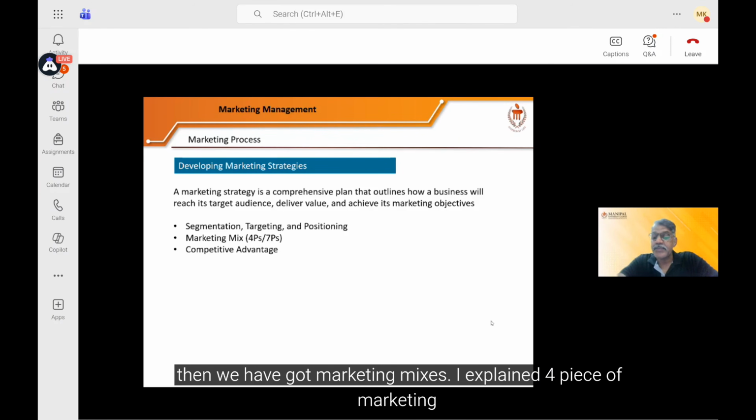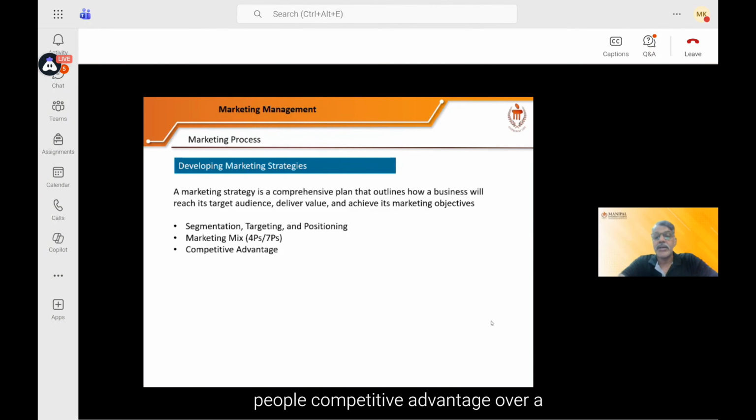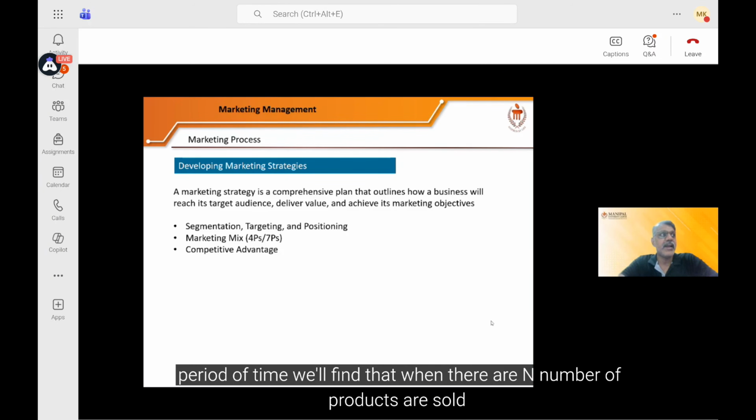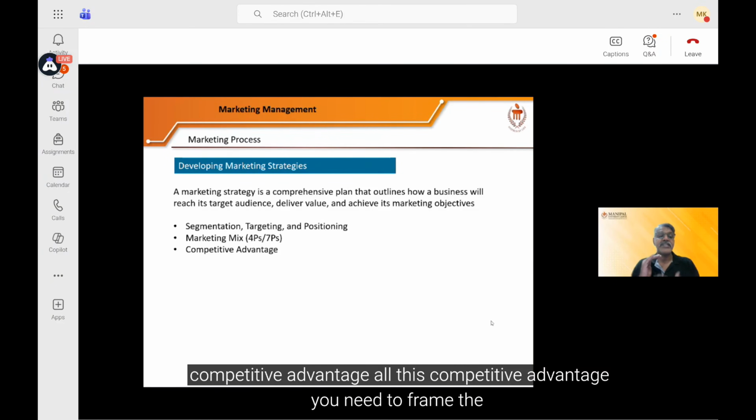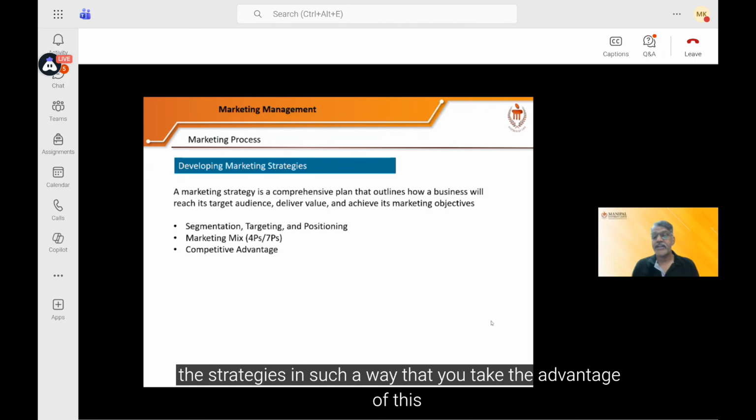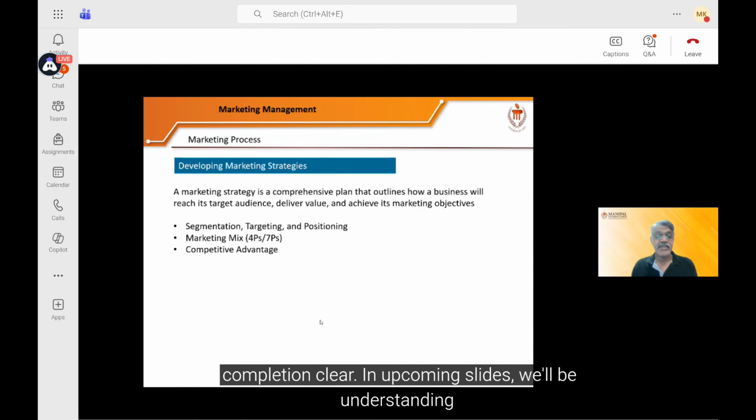Then we have got marketing mixes. I explained the 7 Ps of marketing: product, price, place, promotion, processes, physical evidences, and people. Competitive advantage. Over a period of time, when n number of products are sold in the market, we reach a stage where the products come under competition. Surf, Excel, competitive advantage. Coca-Cola, Pepsi, competitive advantage. Maggi noodles or Sunfish noodles, competitive advantage. You need to frame the strategies in such a way that you take advantage of this competition. Clear? In upcoming slides, we'll be understanding those.